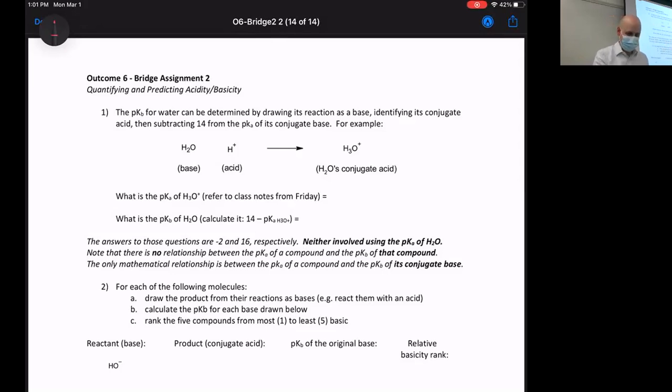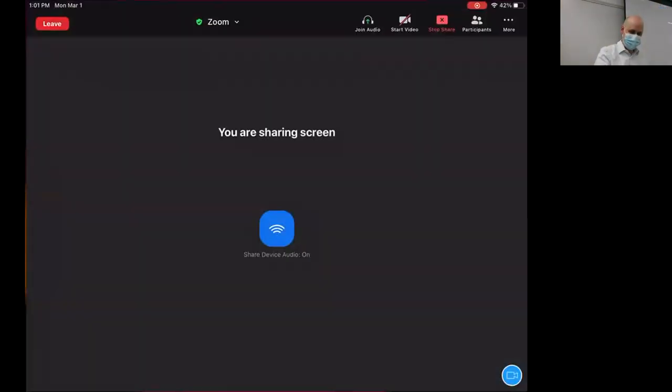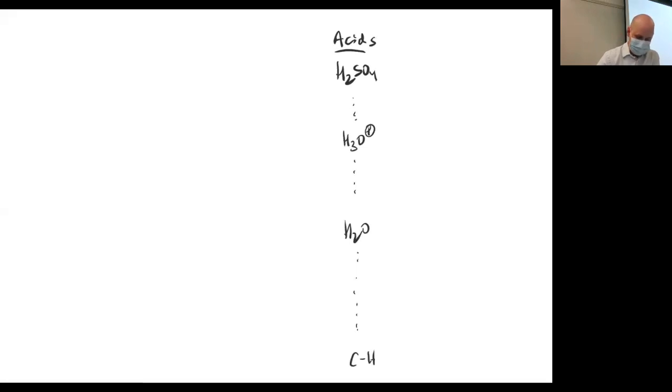In fact, let's skip over really quick to what we did on Friday. This should all just be written out, you shouldn't have to write all of this down again. We looked at those acids and we ranked them. At the very top was sulfuric acid. Then we had a bunch of other things in between, like H3O plus, and then we went down, there was H2O, et cetera, and at the very bottom we had an sp3 CH. Okay, and we had our pKa's here.